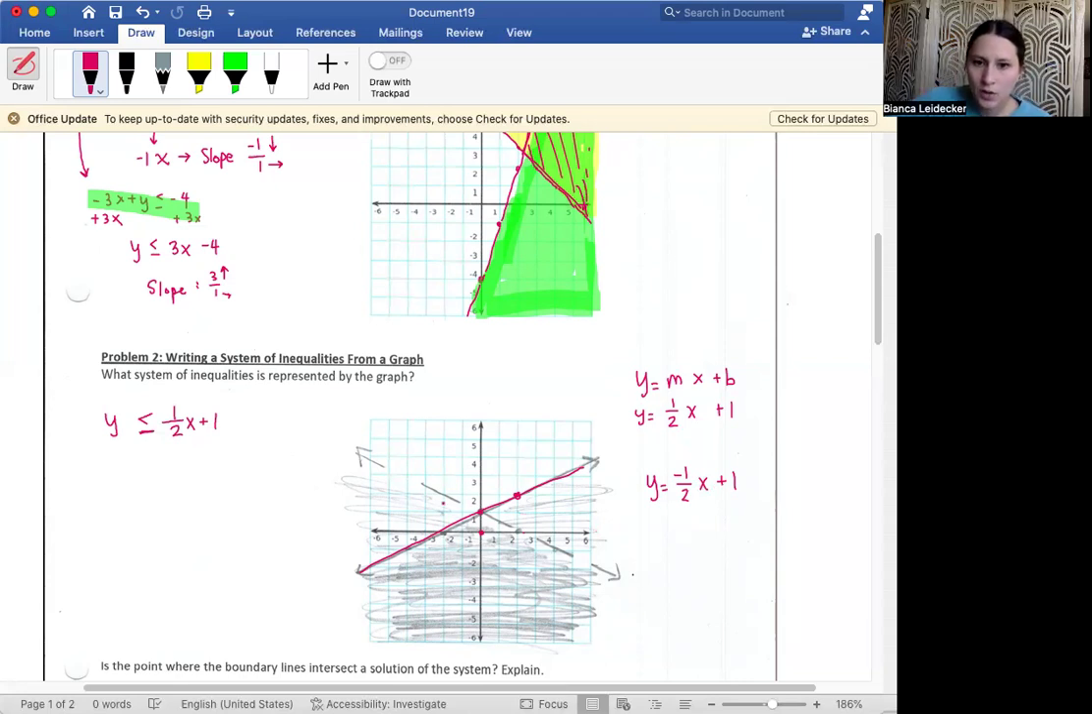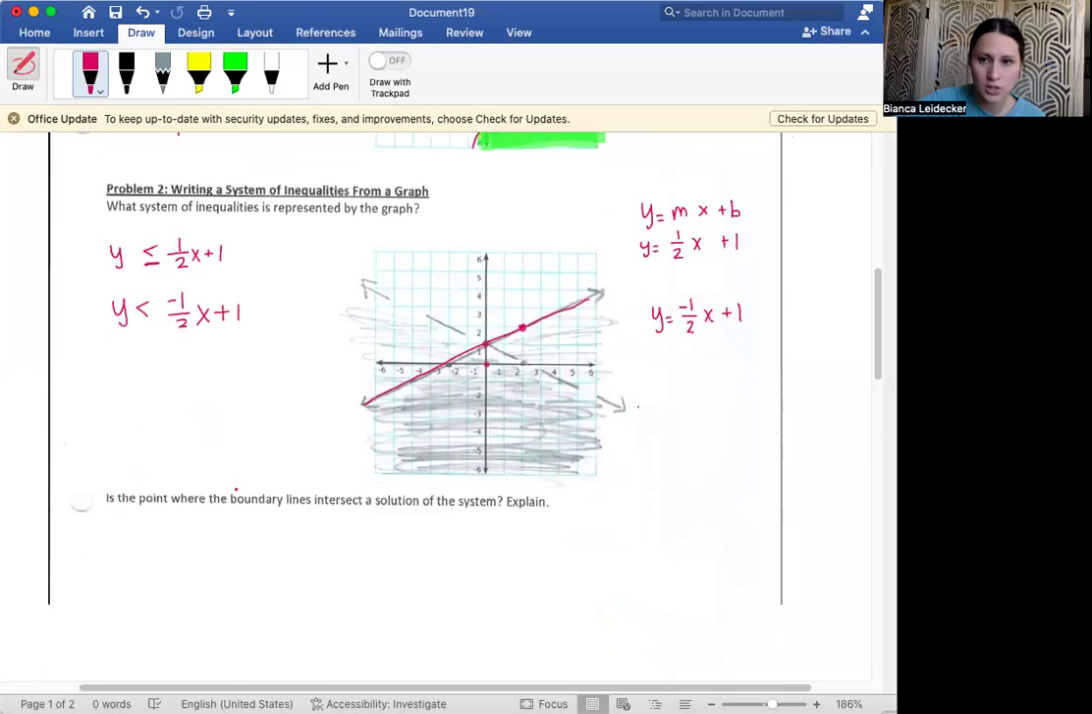And we're shading to the left or below. And so in this case, it looks like it is also a less than symbol. And so it's y is less than -1/2 x plus 1. And those are 2 equations. And that's all you have to do. So all you're doing is just translating the graph into the equation.